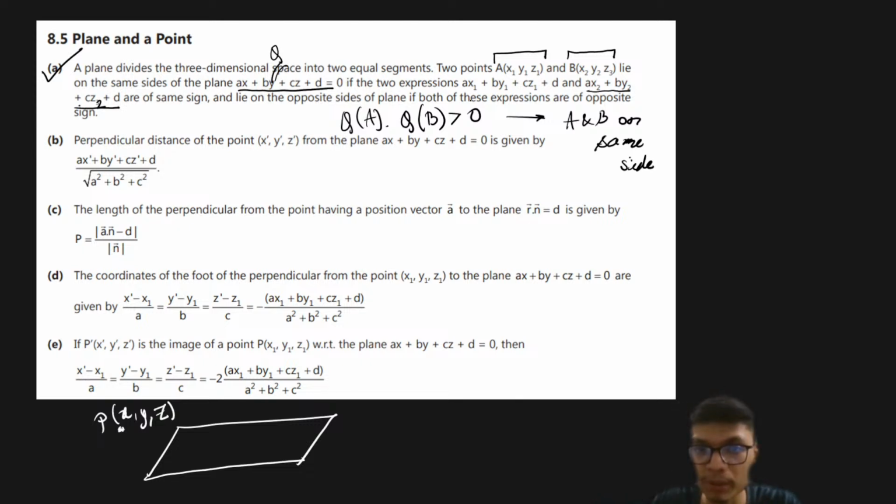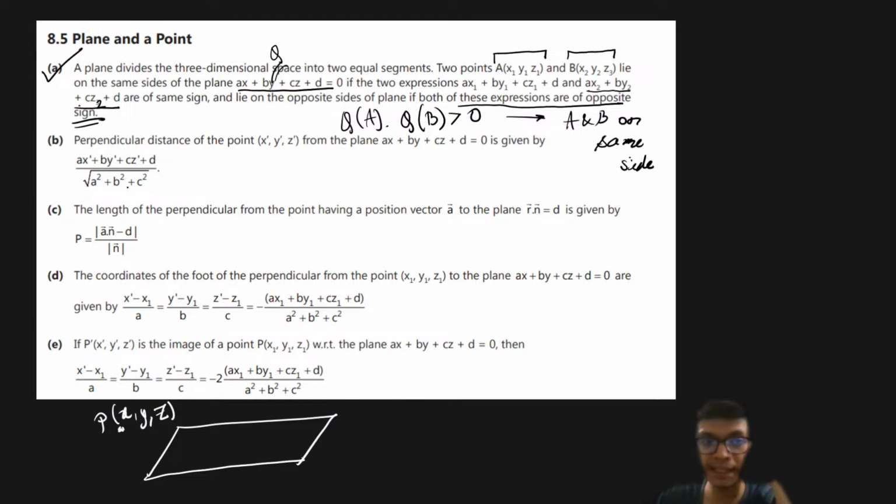So if the two expressions are of opposite sign, that is, one is positive and one is negative, then the combined product is going to be negative. If the product is negative, then we will say that point A and point B lie on the opposite side. That is about the nomenclature, to understand the location of a particular point with respect to a given plane.